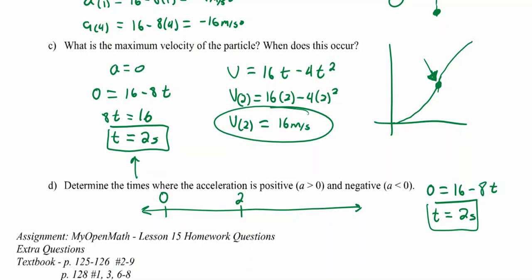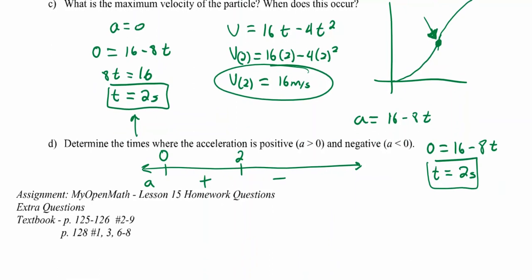And then we really just need to throw some numbers into that. If this is our acceleration formula, a is equal to 16 minus 8t, then let's throw in 1. If I throw 1 into that, it's coming out positive. So your acceleration is going to be positive in that section. And then if this was 3, then that's coming out negative. There you go.